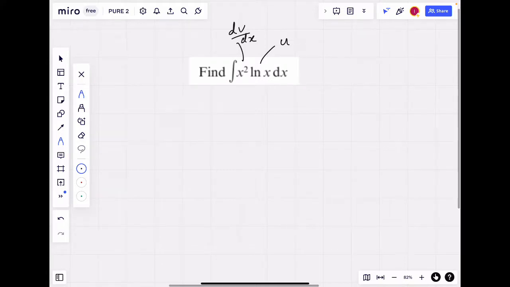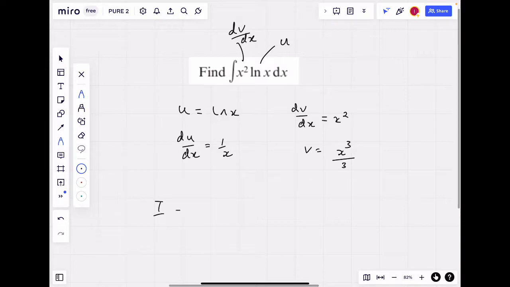Make u equal to ln x. So if u equals ln x, then du by dx is 1 over x, and dv by dx is x squared. So v is x cubed all over 3. Cool. Now you're ready to stick it in the formula. u v minus integral of v times du by dx.